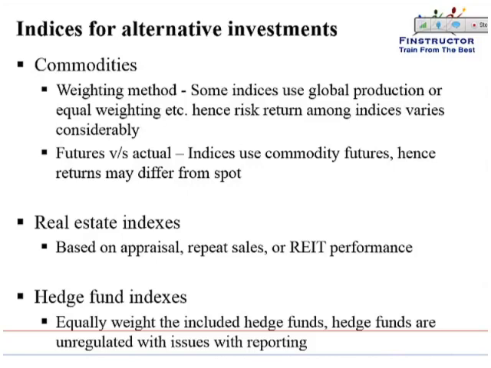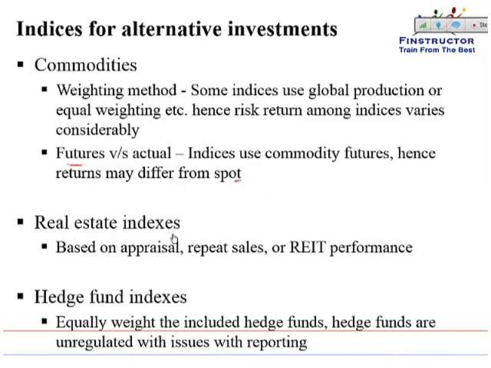A lot of trading in commodities happens using the futures market rather than the spot market. So a big portion of the total trade happens in futures, as compared to equities, in the case of commodities. Hence, the commodity indices will normally use commodity futures prices, and the returns hence may differ slightly from the actual spot price changes of commodities.